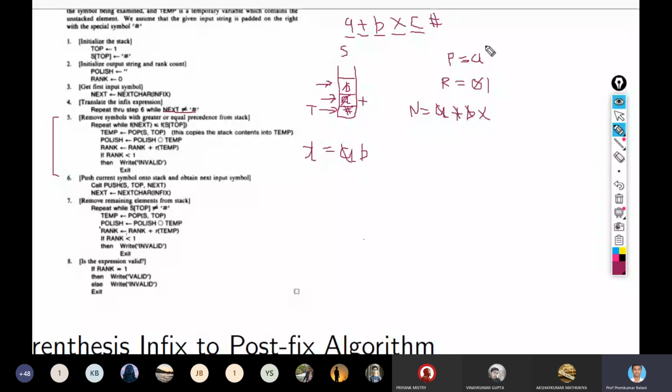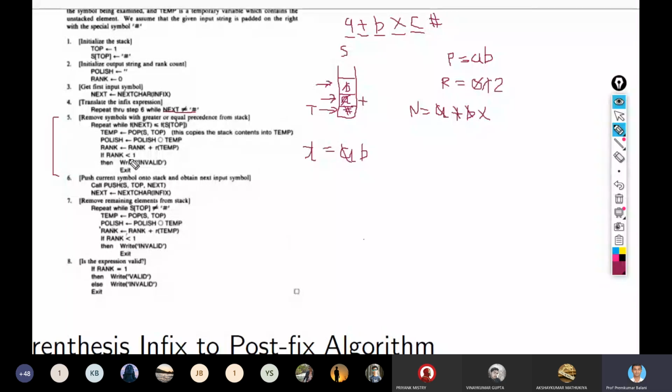Now the Polish expression would be a and b. Okay, and rank equals rank plus rank of temp, so rank of temp is equal to 1, so 1 will be added to rank, so that would be now 2. Are you clear with this?